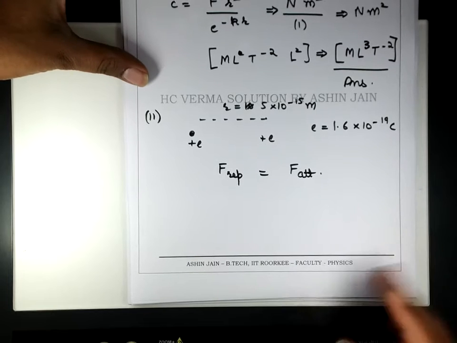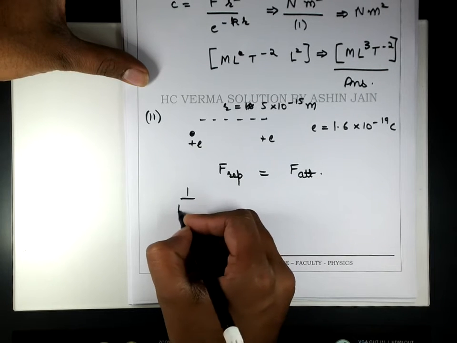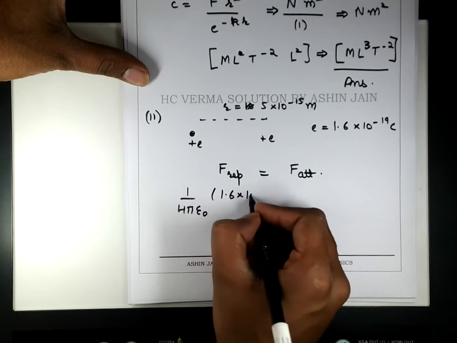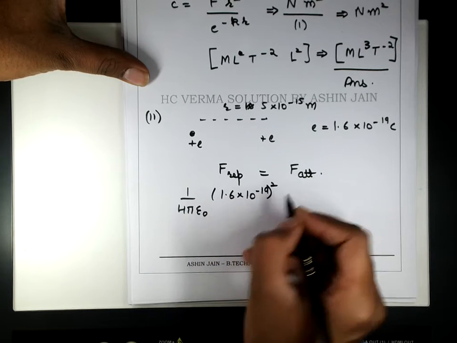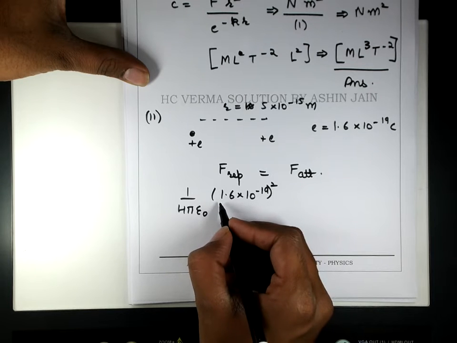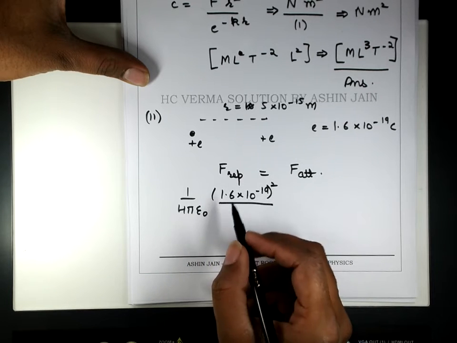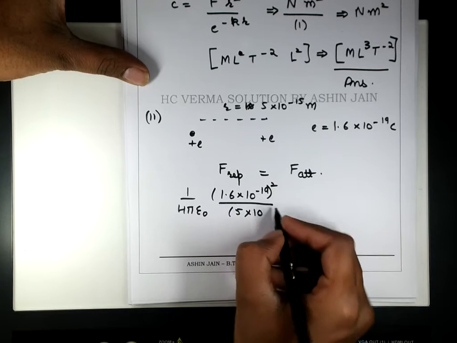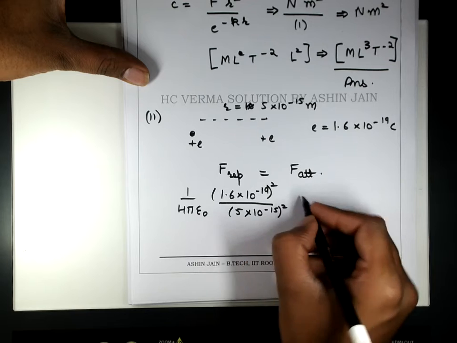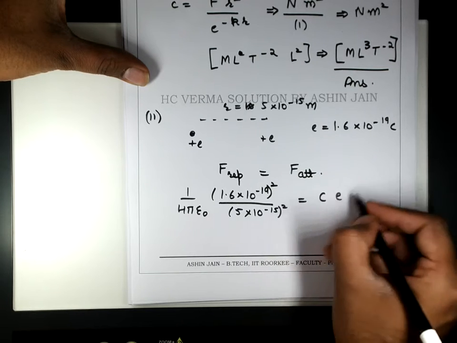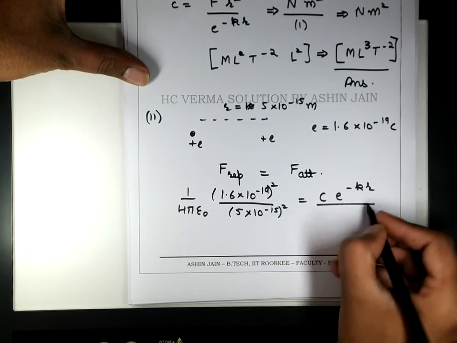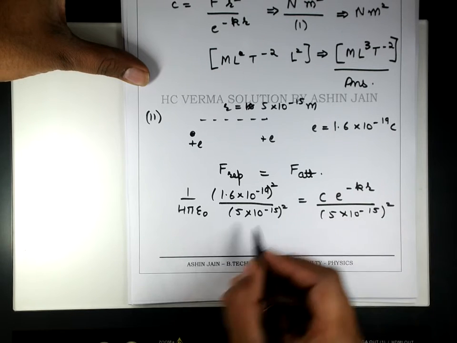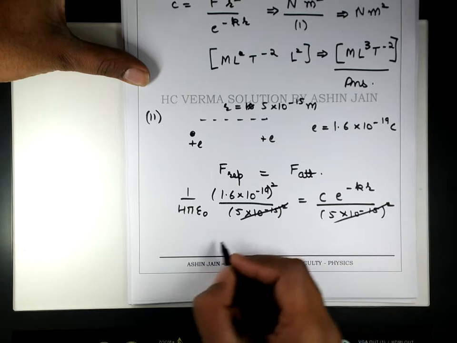Now the repulsive force can be written as 1 by 4 pi epsilon naught, Q1 is 1.6 into 10 to the power minus 19, Q2 again is 1.6 into 10 to the power minus 19, divided by R squared, which is 5 into 10 to the power minus 15 whole squared. This equals C into e to the power minus kr divided by r squared, with r squared being 5 into 10 to the power minus 15 whole squared. Now these two terms get cancelled out.